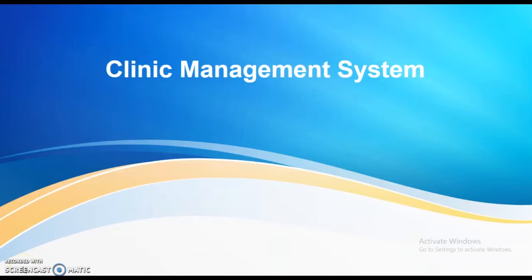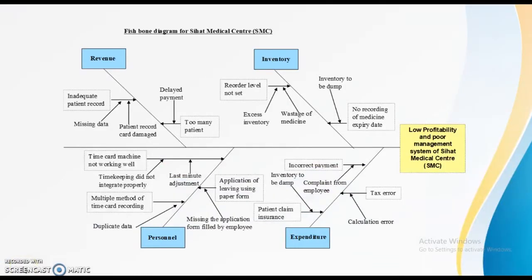Good day everyone. So I will start with our fishbone diagram. The fishbone diagram is basically a summary to describe the low profitability and poor management system of SMC. Basically, we have categorized it into four: revenue, inventory, personnel, and expenditure.